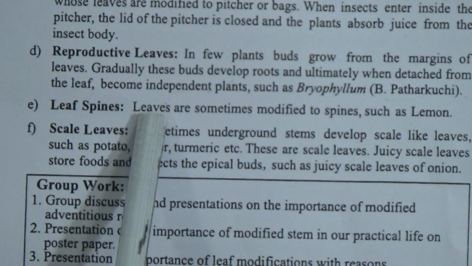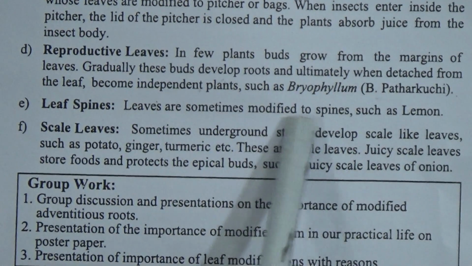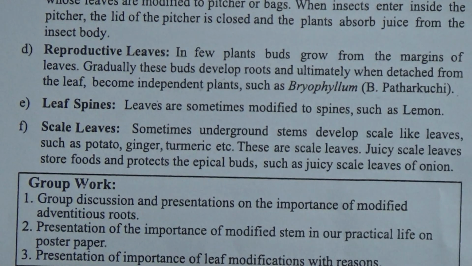Now E number, leaf spines. Leaves are sometimes modified to spines such as lemon.